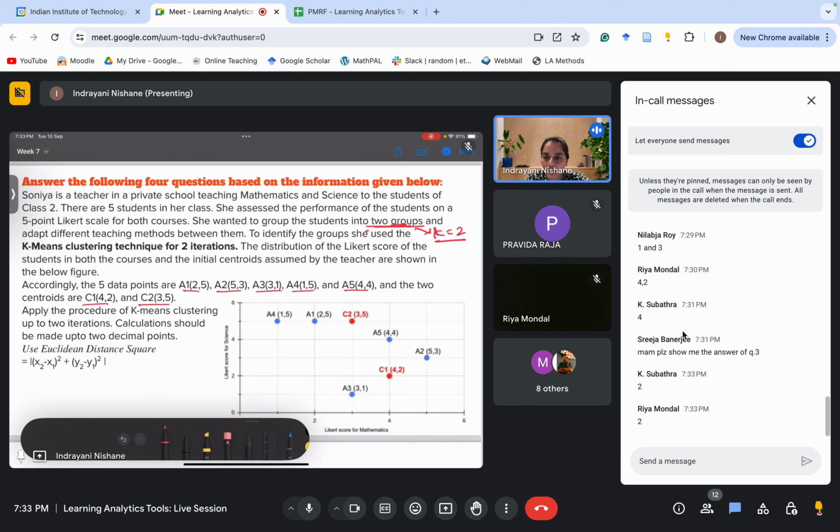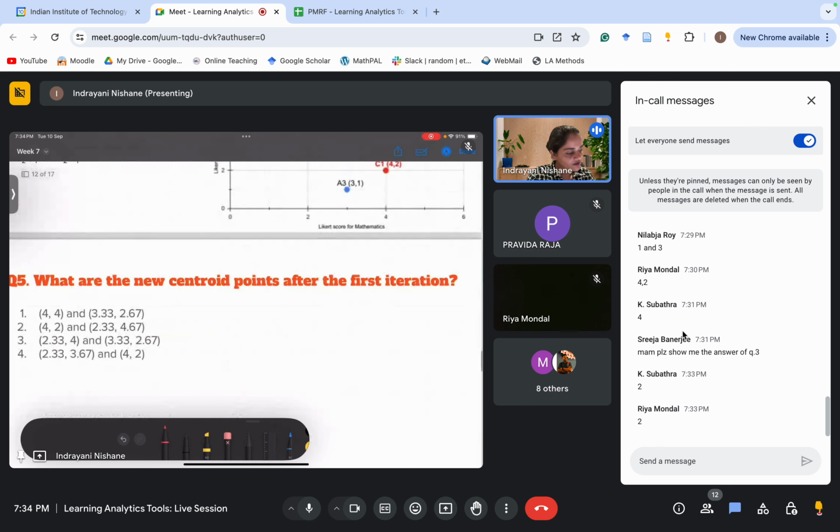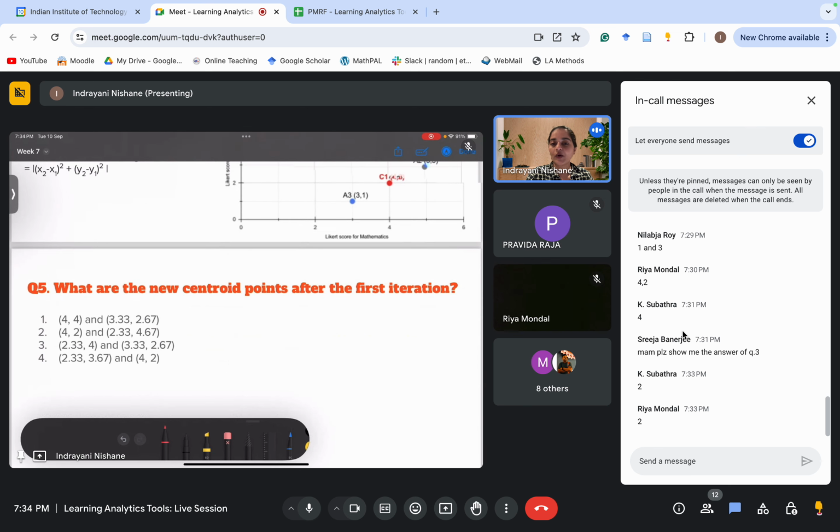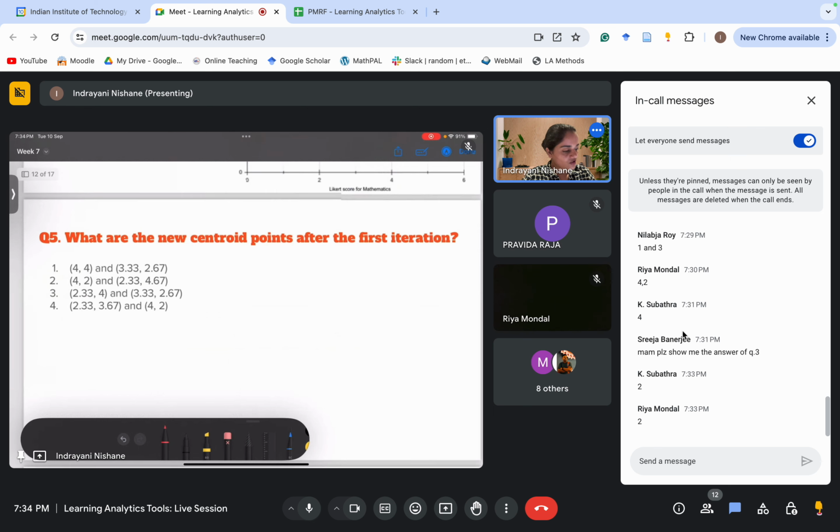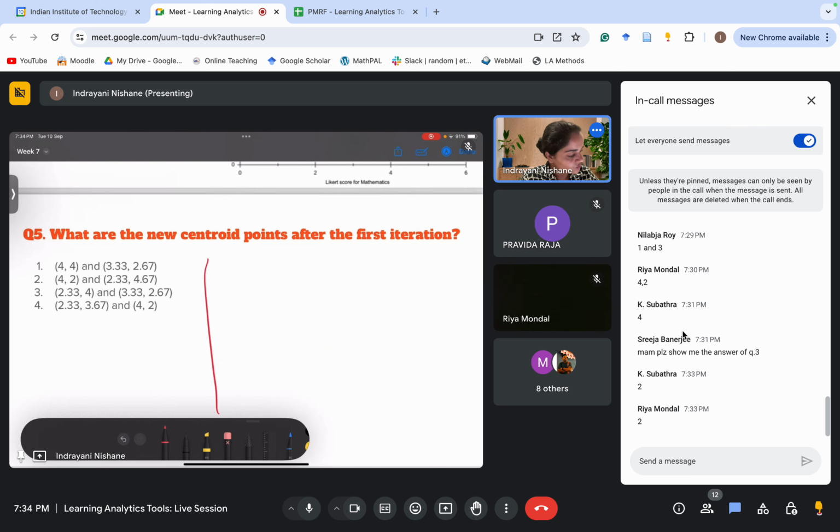So everything is given to us, and what we are supposed to do is apply the procedure of k-means clustering up to 2 iterations, with calculations made up to 2 decimal points. The distance formula is also given: the Euclidean distance square, where we consider x2 minus x1 square and y2 minus y1 square. Both the initial centroid points and all the data points are given. Now we are asked what the new centroid will be after the first iteration.